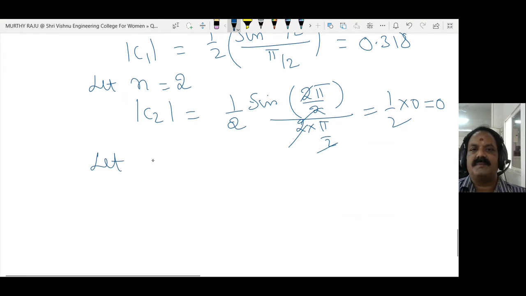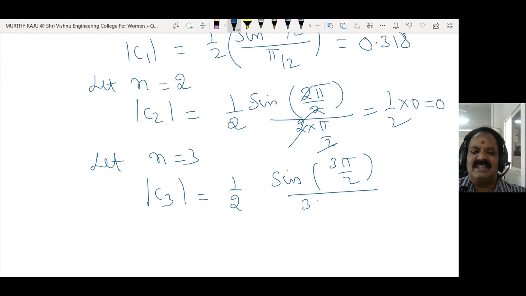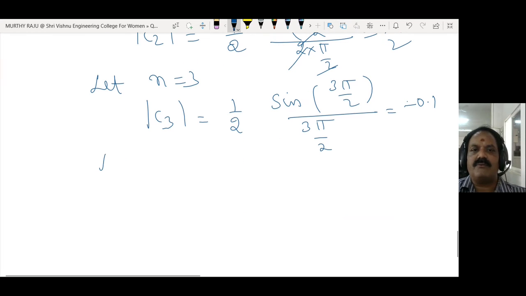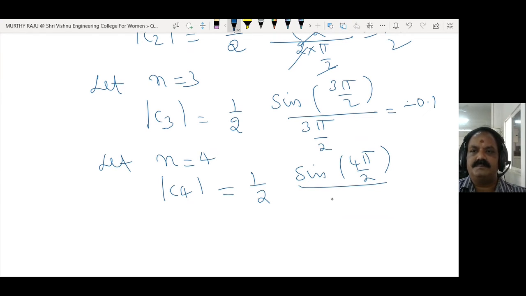Let n is equal to 3. C3 is equal to 1 by 2 sine 3 pi by 2 by 3 pi by 2. This value is minus 0.1. Let n is equal to 4. C4 is equal to 1 by 2 sine 4 pi by 2 by 4 pi by 2, that is equal to sine 2 pi, which is 0.